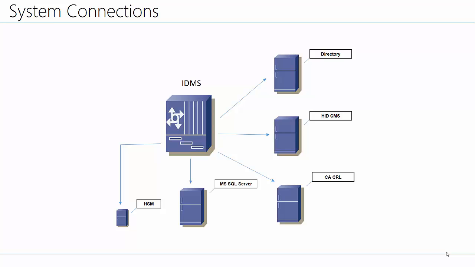The next element that's critical is the HID CMS server. The IDMS connects to the CMS server to provision data for the credentialing process. The next system is the directory. The IDMS will query the directory information to help with the request processing of the identity lifecycle. Finally, an overlooked system but an extremely critical one is the Certificate Authority CRL list. It's critical that the IDMS be able to reach the CA CRL list in order to perform the validation of all the certificates that are used in the authentication transactions. Numerous times this is overlooked, which can result in numerous errors.